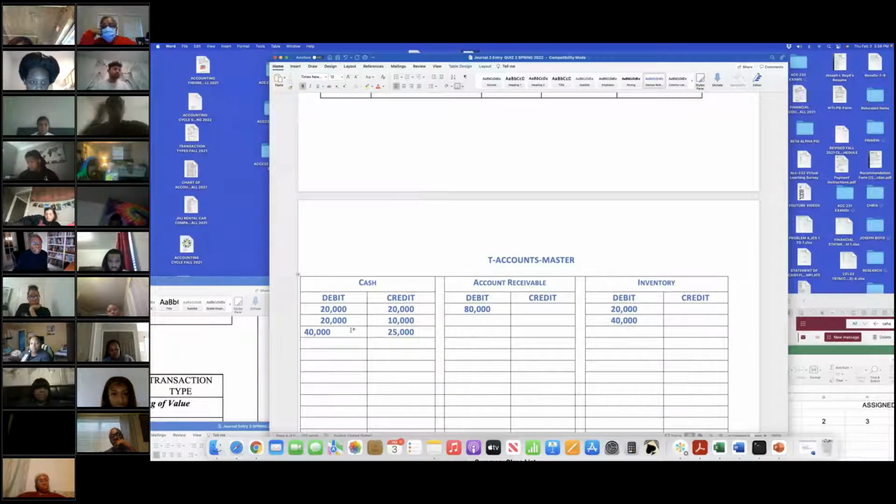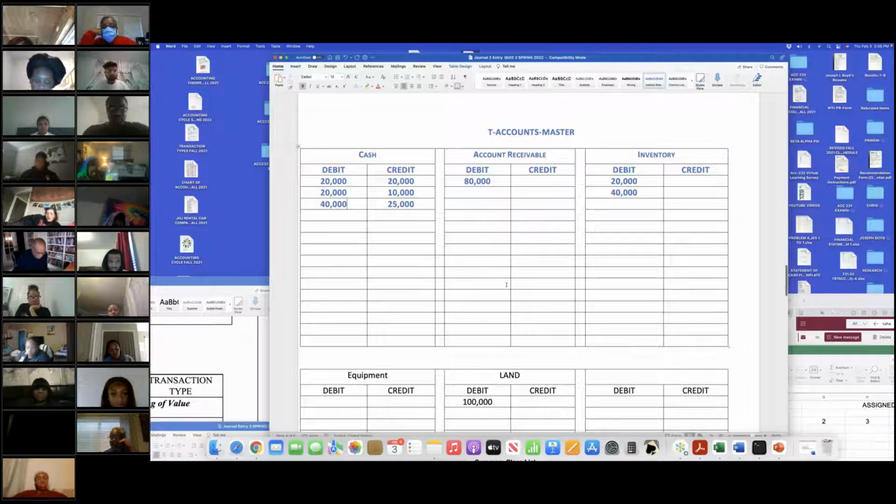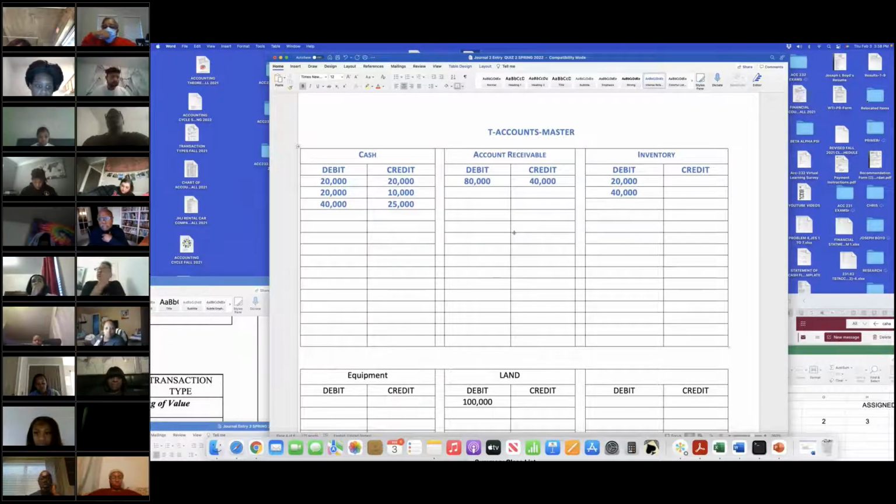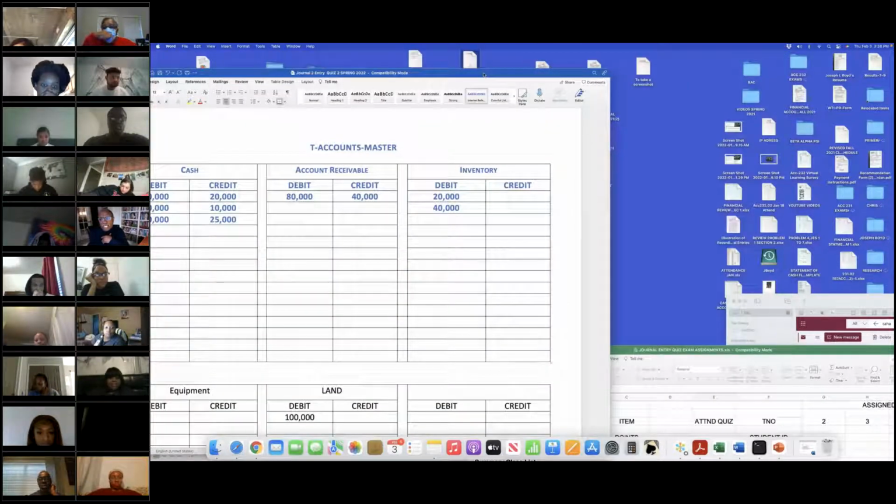And what's our credit going to go to? Accounts receivable, 40,000. So now we've quickly posted every entry. How long does it take to post the entry? Not a minute, right? Does not take a minute.